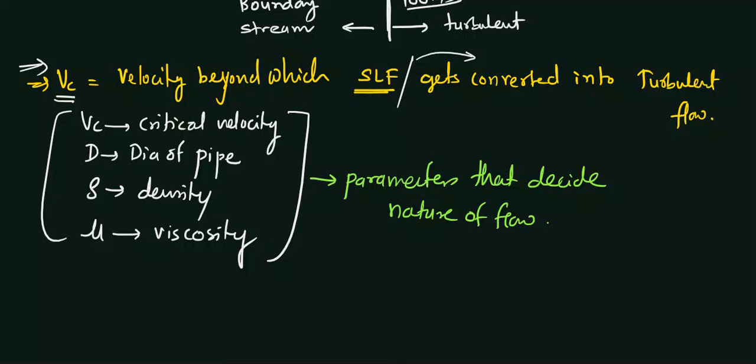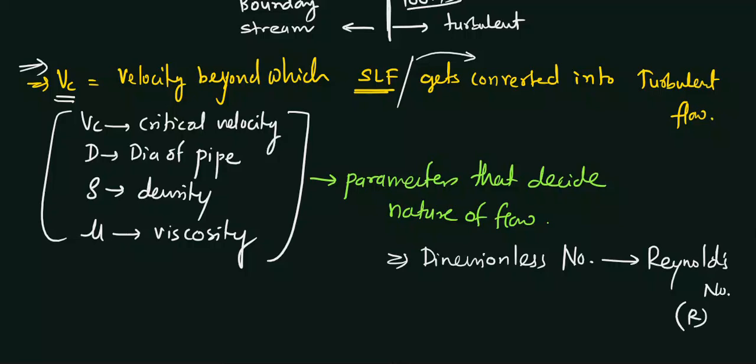Okay, these are all the parameters which will decide the nature of flow. Every time you cannot find out the density and the other quantities separately, so if you combine all of them, you will form a dimensionless number, and that is called the Reynolds number, simply written as R. The Reynolds number is the number that will give you an idea about the nature of the flow.